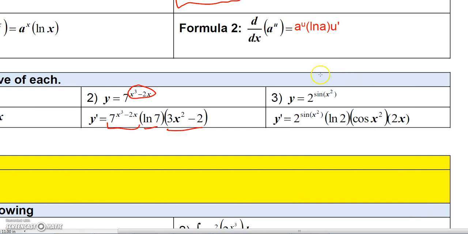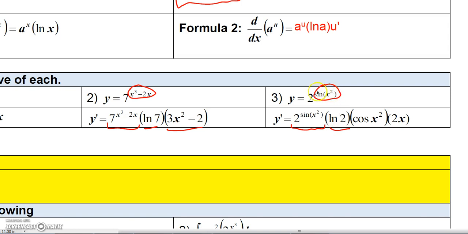Okay, so now let me go ahead and look at this one. Here the a would be 2 and u would be the sine of x squared. So now we have to be careful on this one, but first of all, you still use the same formula. The derivative of that would be a to the u, so it would be 2 to the sine of x squared, and then multiply by the natural log of a, so a would be 2, so that would be times the natural log of 2.